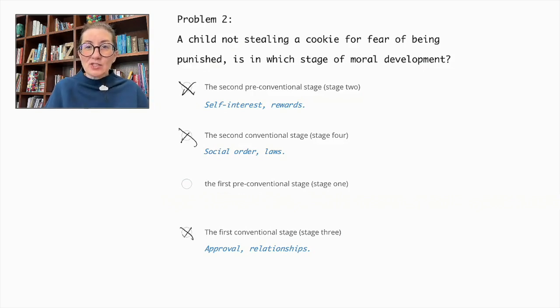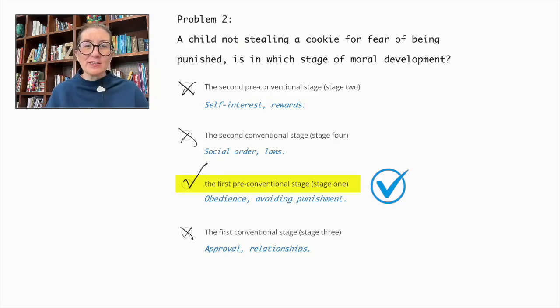The correct answer is the first pre-conventional stage, stage 1, where moral reasoning is based on obedience and avoiding punishment. In this stage, children make decisions based on direct consequences, such as avoiding punishment for stealing a cookie. Therefore, the correct answer is the first pre-conventional stage, stage 1.